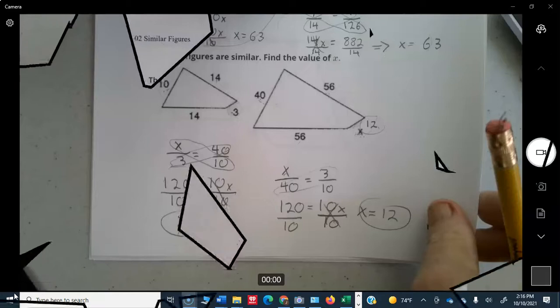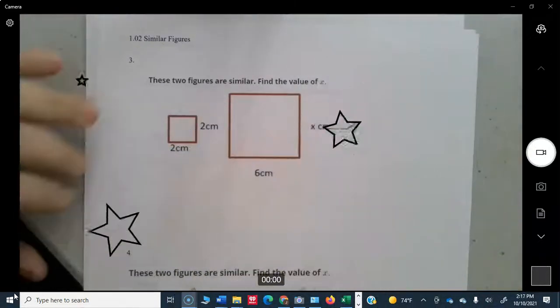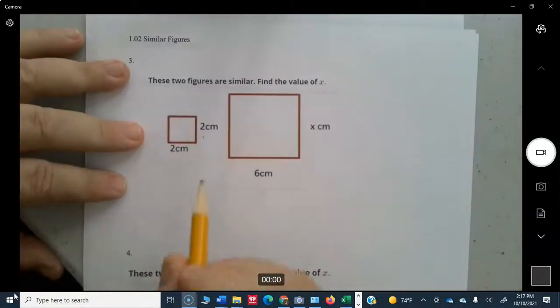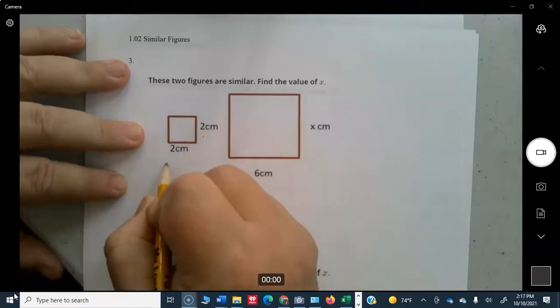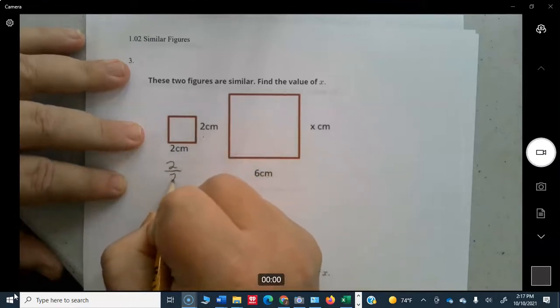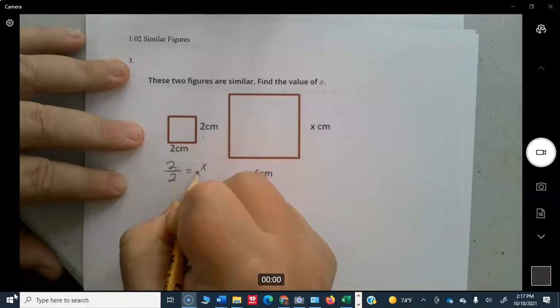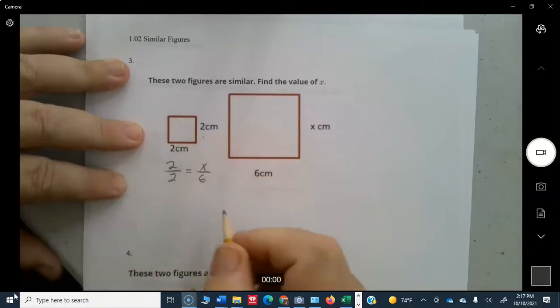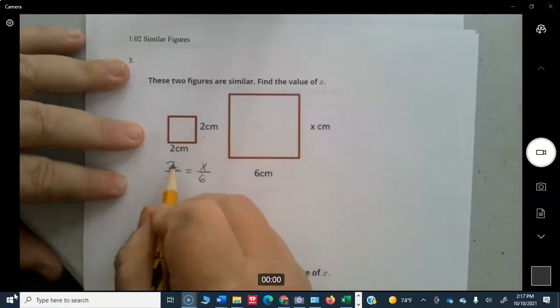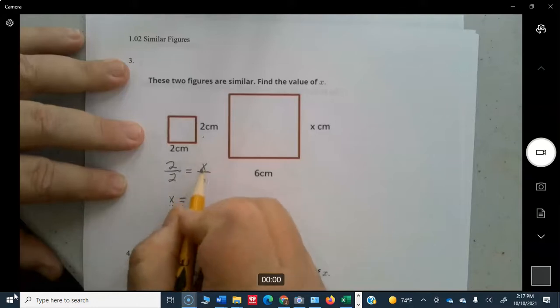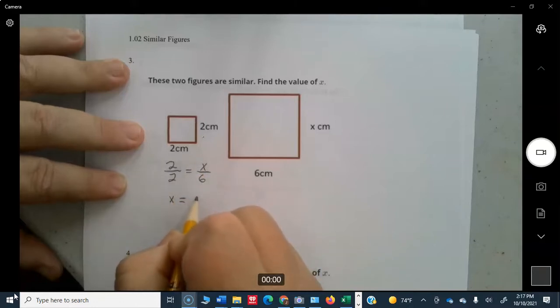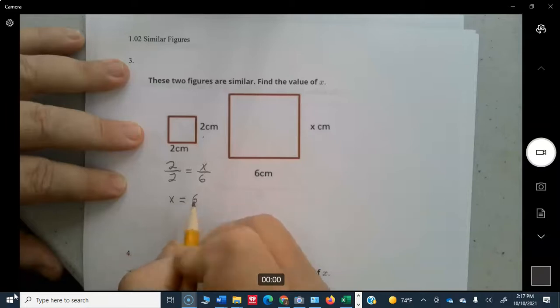All right, so we're on to number 3. So this one's pretty straightforward. This side is to this side. 2 is to 2 equals x is to 6, and you don't even really have to do a lot of math. X equals 6. This is going to be 1, so this has got to be 1, 6 over 6. So that's x equals 6.